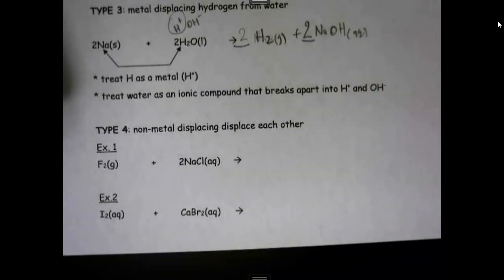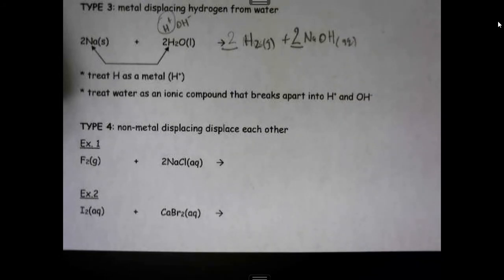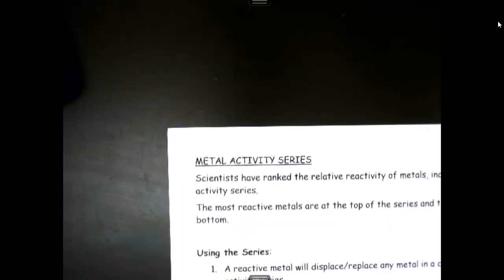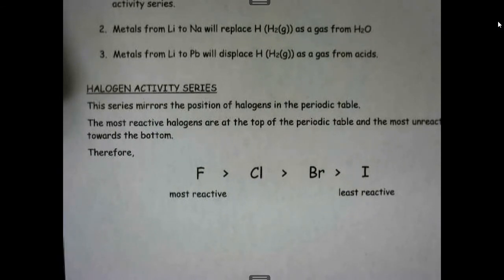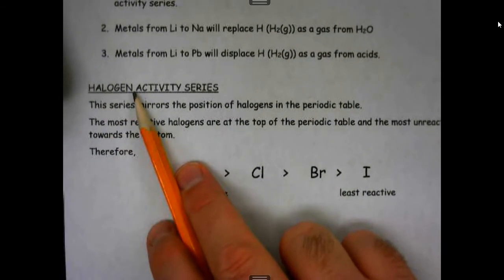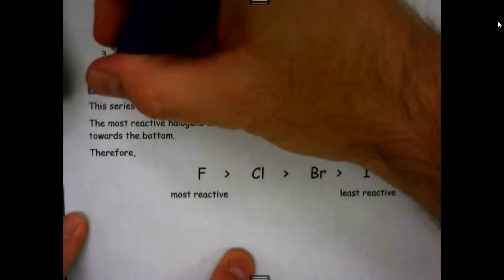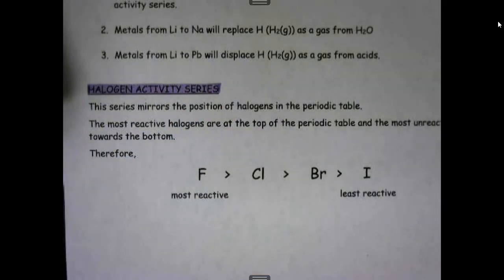Now, it is also possible for a nonmetal to displace another nonmetal as well. And for that, we don't need the metal activity series because we're dealing with nonmetals down here. Okay? So we're going to use something else, which is going to be described over here. What we use instead of the metal activity series is the halogen activity series. And the halogen activity series is for nonmetals because all halogens are nonmetals. And we're only going to be looking at to see if these specific ones can displace other halogens.